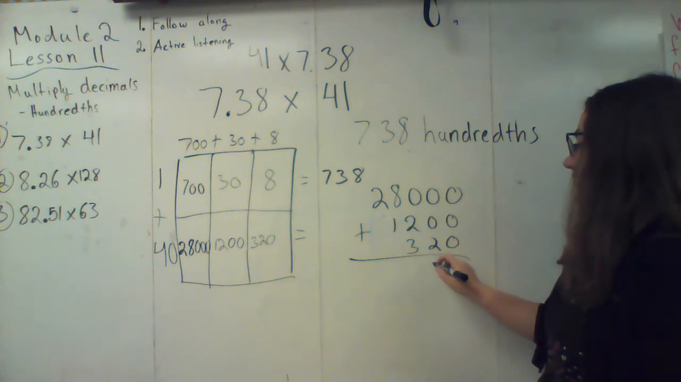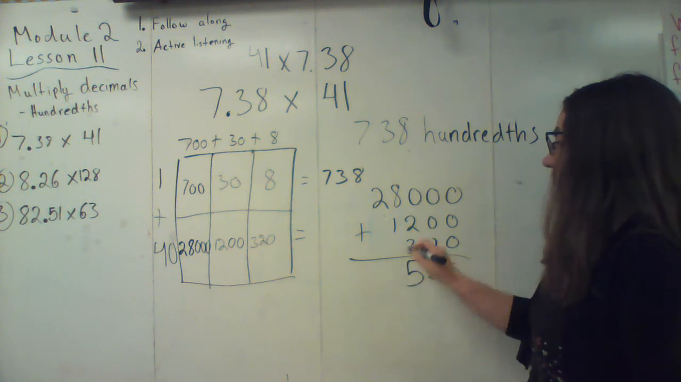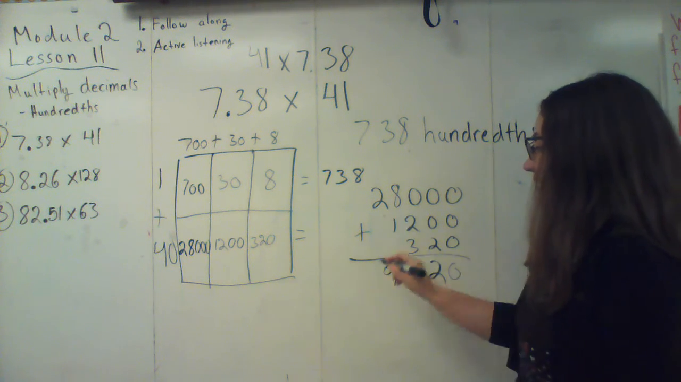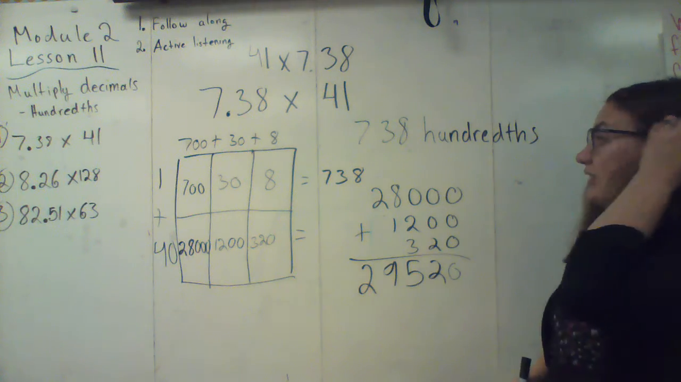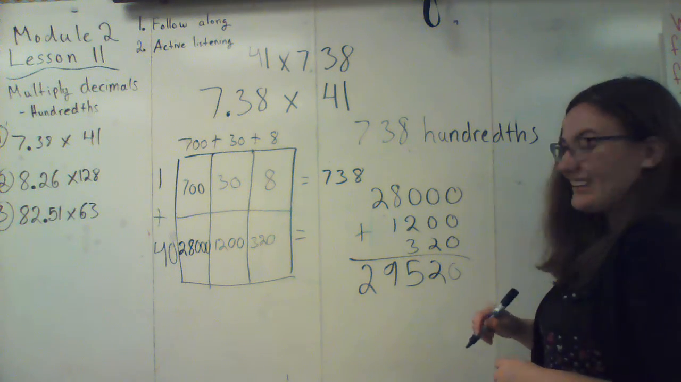So 0 plus 0 plus 0 is 0. 0 plus 0 plus 2 is 2. 2 plus 3 is 5. 8 plus 1 is 9. And then 2 plus nothing is just 2. So that would be your correct partial product.